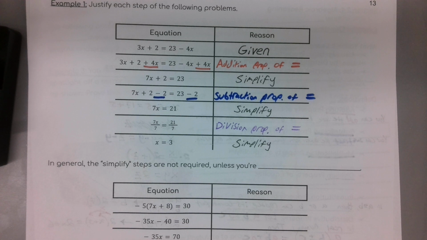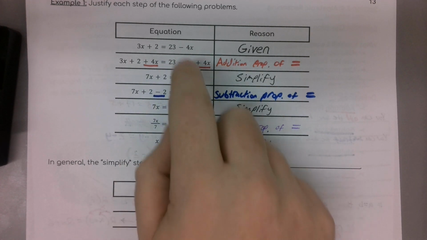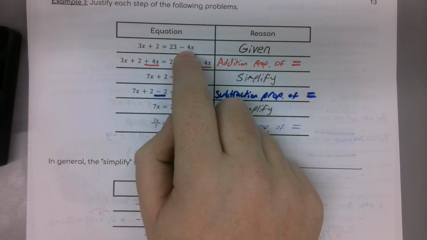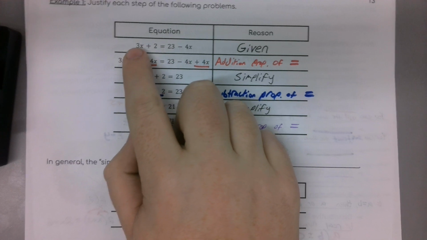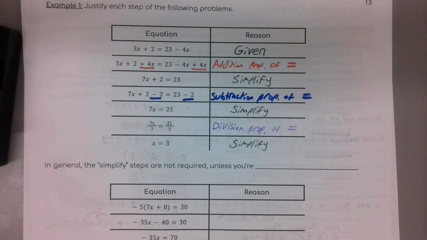In general, though, we did a lot of steps that just said simplify, right? And some of these steps we could do in our heads. Like if we know that we're going to add 4x to both sides, can't I just cancel it here and just turn this into a 7x and skip this middle step entirely? I would certainly say so, right?